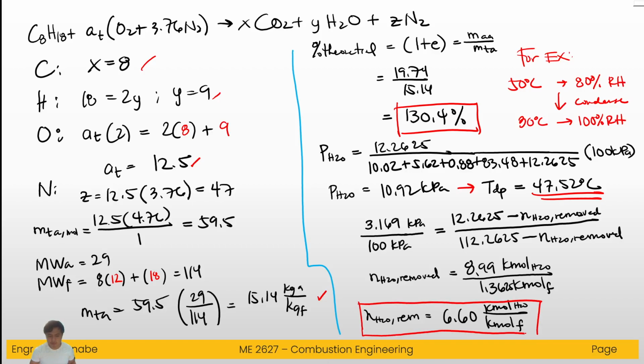Amount pertains to the volume, so kilomoles dapat. If you want to convert this, you have to multiply this by the molecular weight of the water over the molecular weight of the fuel if you want the mass basis, no? So you have this N of H2O to find the mass basis of the ratio of water per fuel.